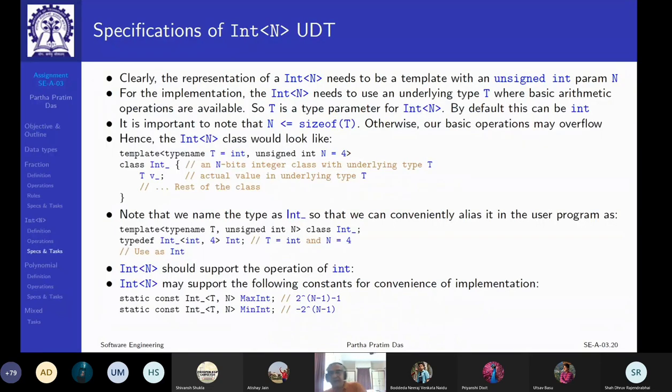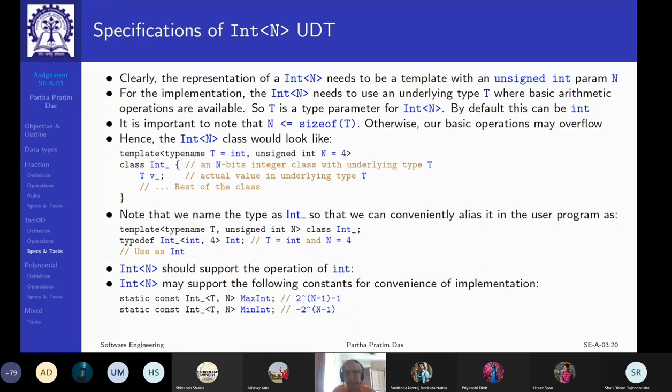So based on this, what is the specification? Clearly, the representation of int n is a template which has int as your basic underlying type. You could define any other underlying type also. And you have a number of bits parameter, which is an unsigned int parameter, say defaulted to 4.